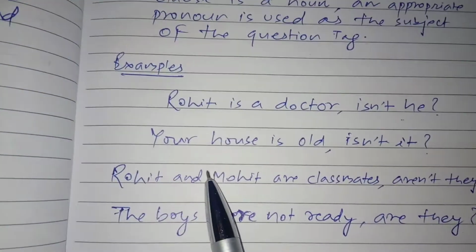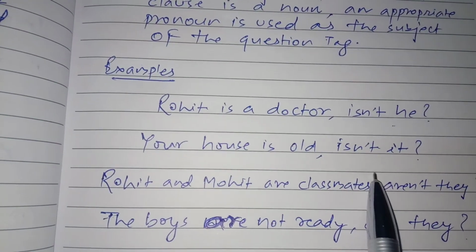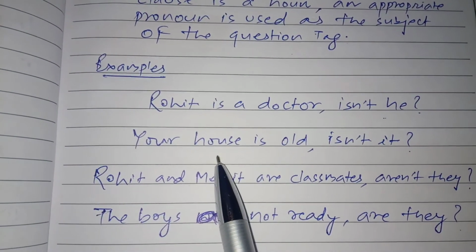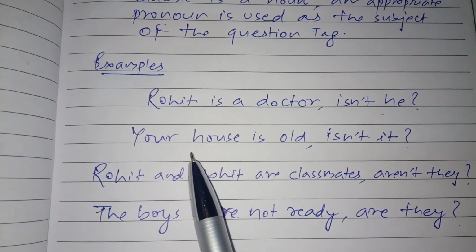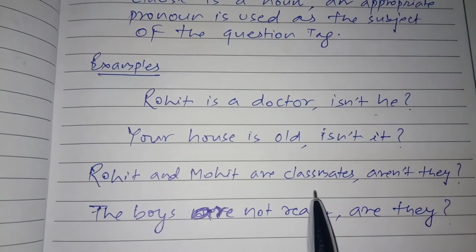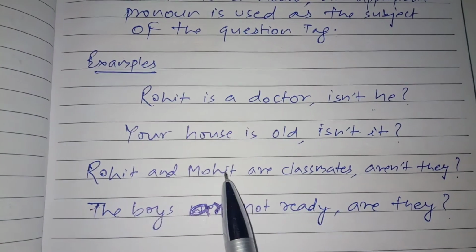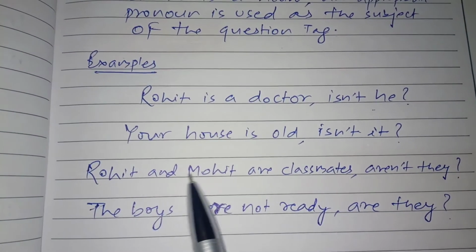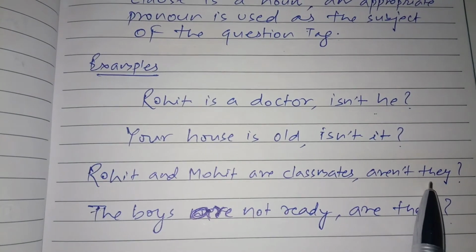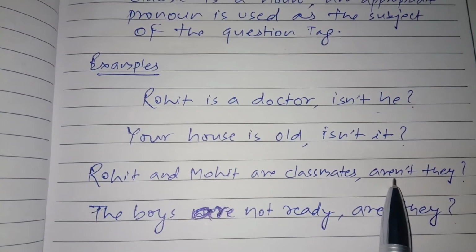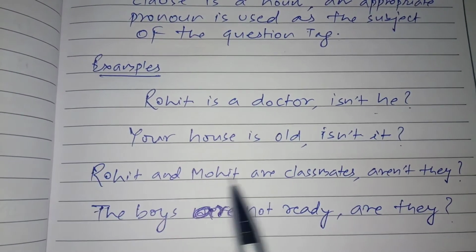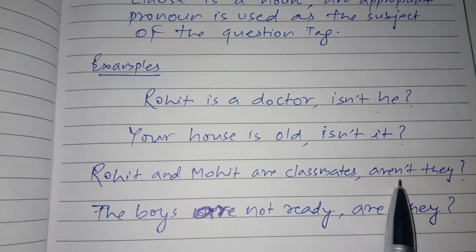In the same way, your house is old, isn't it? Here your house is a noun, and corresponding to your house, we use the pronoun it. Rohit and Mohit are classmates, aren't they? Here Rohit and Mohit are both the subject, and for Rohit and Mohit, we use the pronoun they. And why aren't? Because are has been used here, so are will be used. Why aren't? Because this is a positive statement, so a negative question tag will be used here.